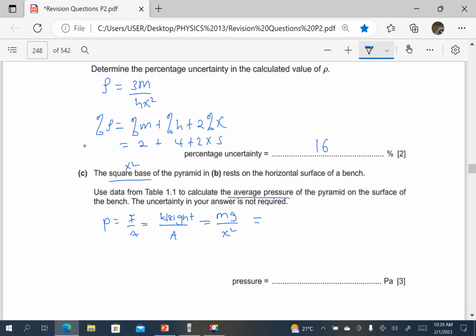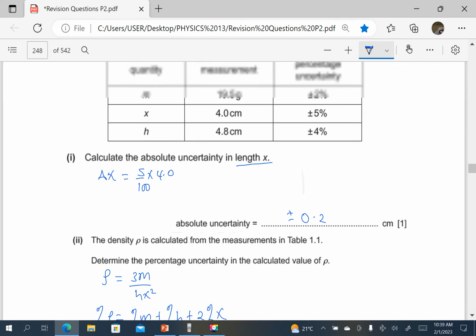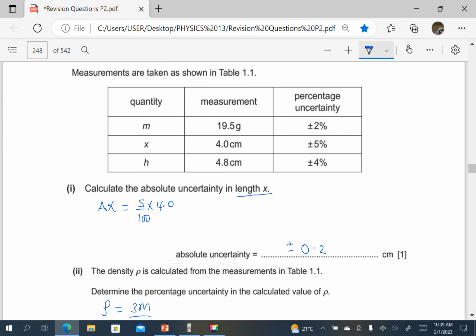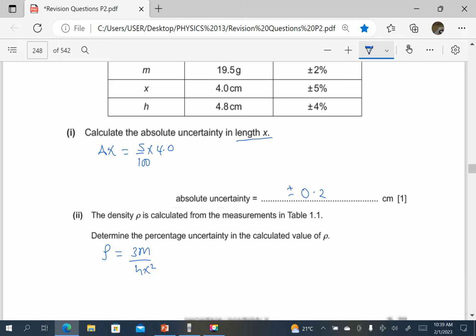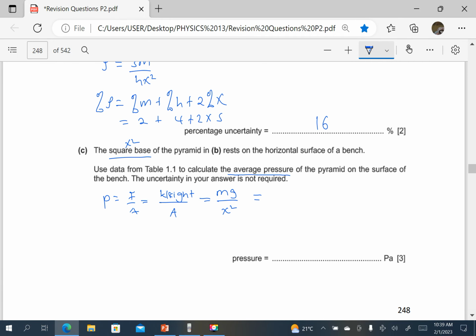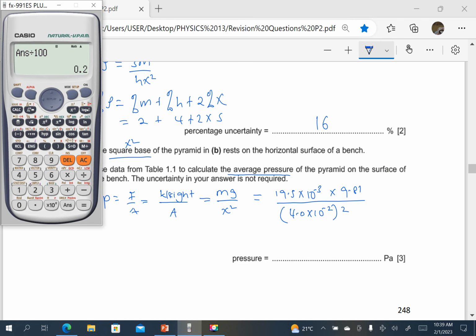So we shall just substitute quantities here. They gave us the mass from the table as 19.5 in grams. They have given us x as 4 centimeters. So we shall just substitute those quantities. So we have 19.5 times 10 power negative 3 to change it to kilograms, then times 9.81. Then we divide this by x, which is 4.0 times 10 power negative 2 to change it to meters, but this should be squared. So we can check with our calculator.